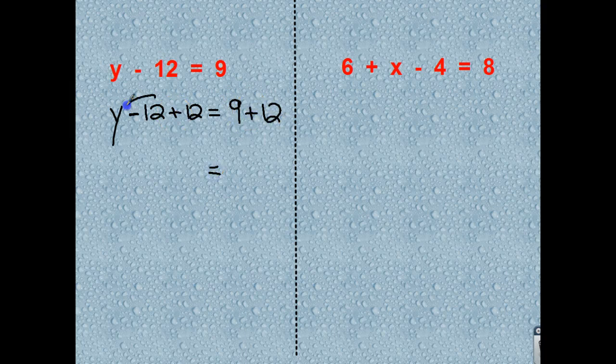All right, so negative 12 plus 12 is 0. That's exactly what I wanted to do. And 9 plus 12 is 21. So is that true? If I were to substitute in my y is 21 subtracted by 12 equal to our 9, and that would be a yes.